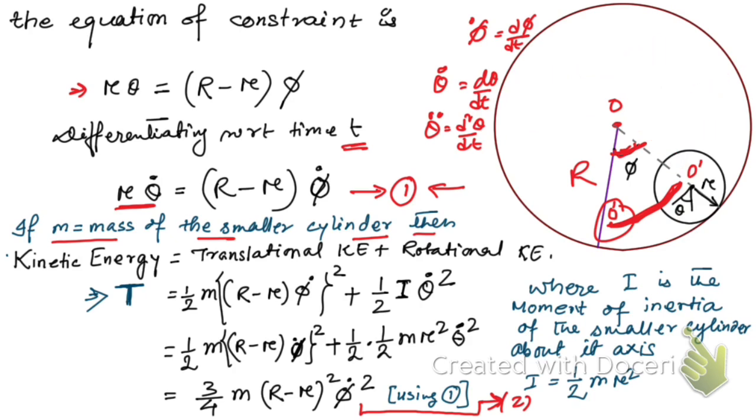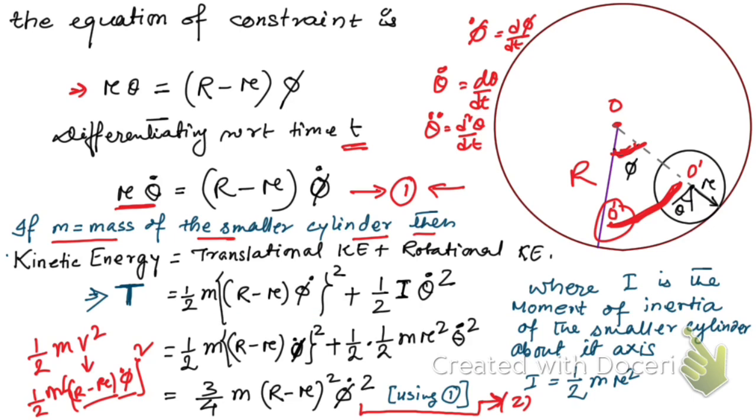Okay, so now you see, that's why translational kinetic energy is half mv square. Here v is nothing but capital R minus small r into phi dot. So mass is small m, right? So v square is nothing but capital R minus small r into phi dot whole square. So that's why we have got this translational kinetic energy.